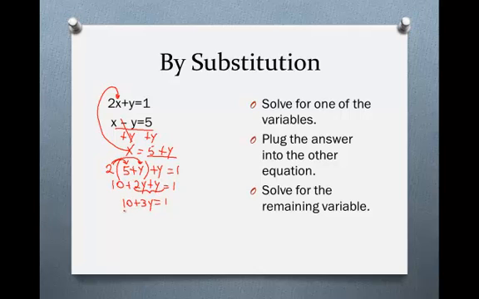To solve for y, you need to subtract 10 on both sides to make this 10 go away, and you get that 3y equals 1 minus 10, which is negative 9. Finally, to solve for y, you're going to divide by 3 on both sides, so you get that y equals negative 3. That's one of my answers.